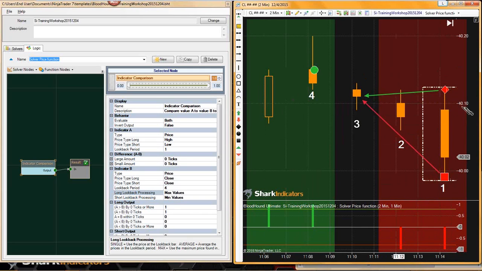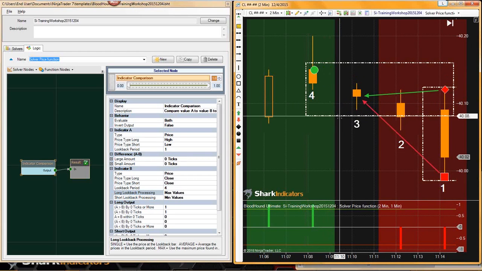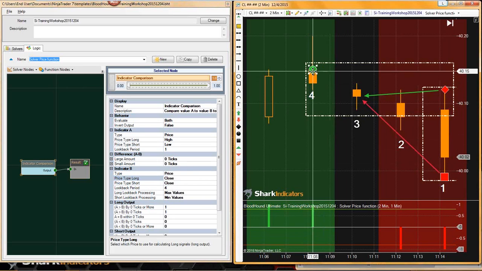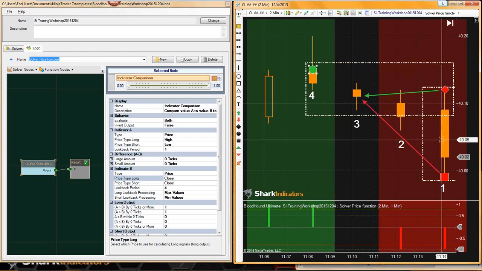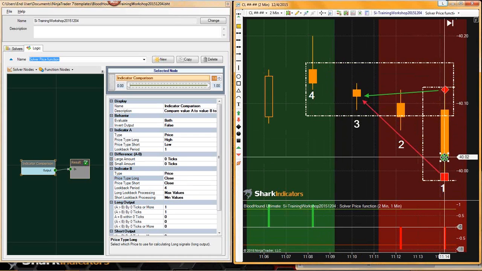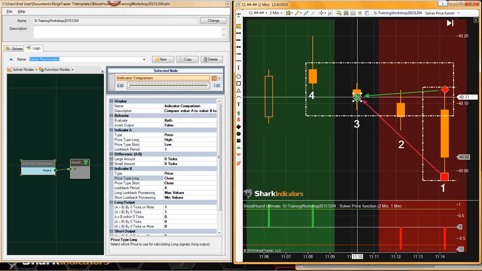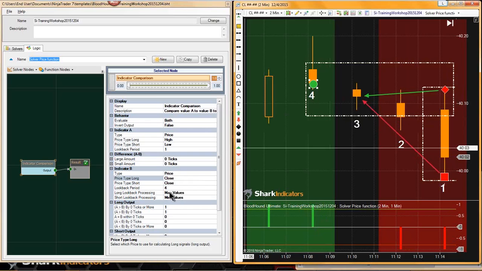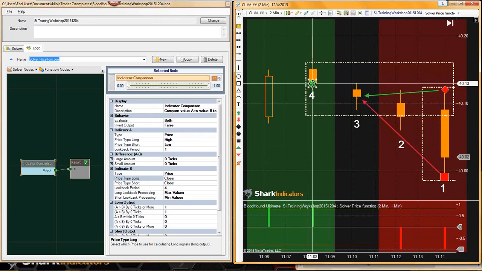We're looking at all 4 bars here, and we're going to find the maximum value within those 4 bars. We're looking at the maximum value of the closing price. So we have a close there, a close there, a close there, and a close up here. It looks like bar number 4 has the maximum value of those 4 closing prices. This has the highest value here.